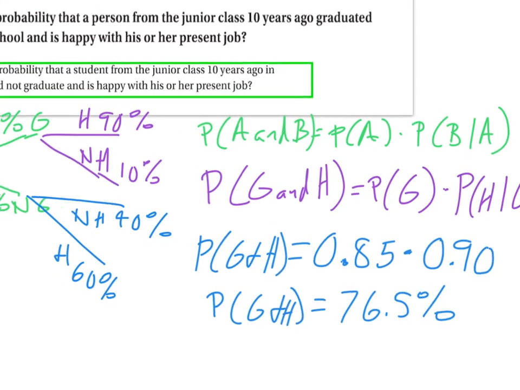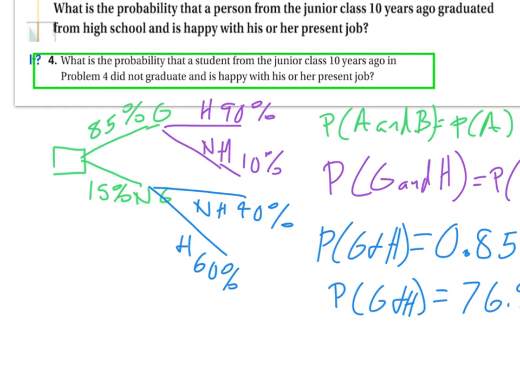And when we have the tree diagram, we can actually maybe do that a little bit easier without even using the formulas, and I'll kind of talk about that a little bit here as well. The next question they have is, what is the probability the student from the junior class 10 years ago in problem 4 did not graduate and is happy with his or her present job? So really what we're looking at then here, so again I'll just kind of talk my way through the diagram, is look at what path we're going down. So did not graduate, so we're going this direction, and is happy, so then goes down this way. So did not graduate and is happy looks like that.